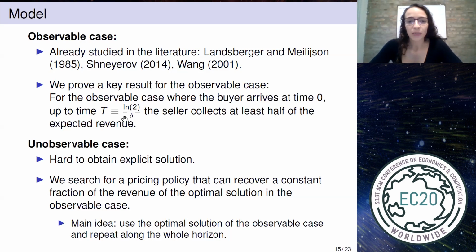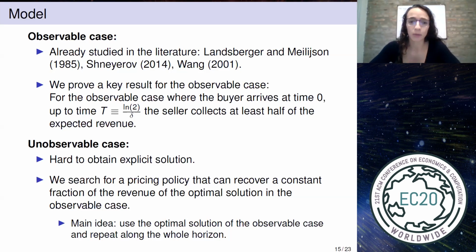Two important remarks about this time t are, on one hand, that this time is small. For instance, if delta equals 1, this result states that up to time log 2, the seller collects half of her expected revenue in the observable case. And the other observation is that this value t only depends on the seller discount rate, but it doesn't depend on the other parameters of the problem.